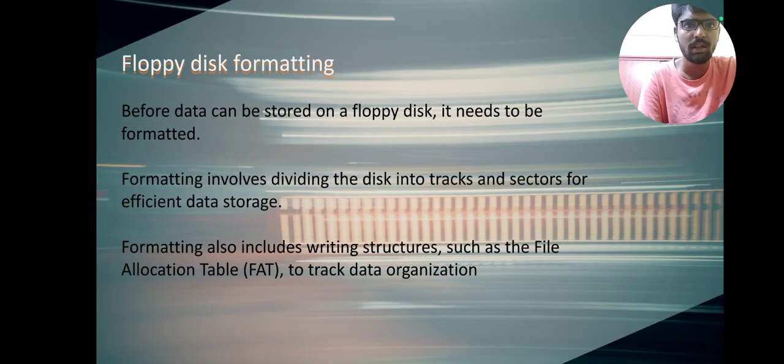Floppy disk formatting. Before data can be stored on a floppy disk, it needs to be formatted. Formatting involves dividing the disk into tracks and sectors for efficient data storage. Formatting also includes writing structures such as the file allocation table to track data organization.